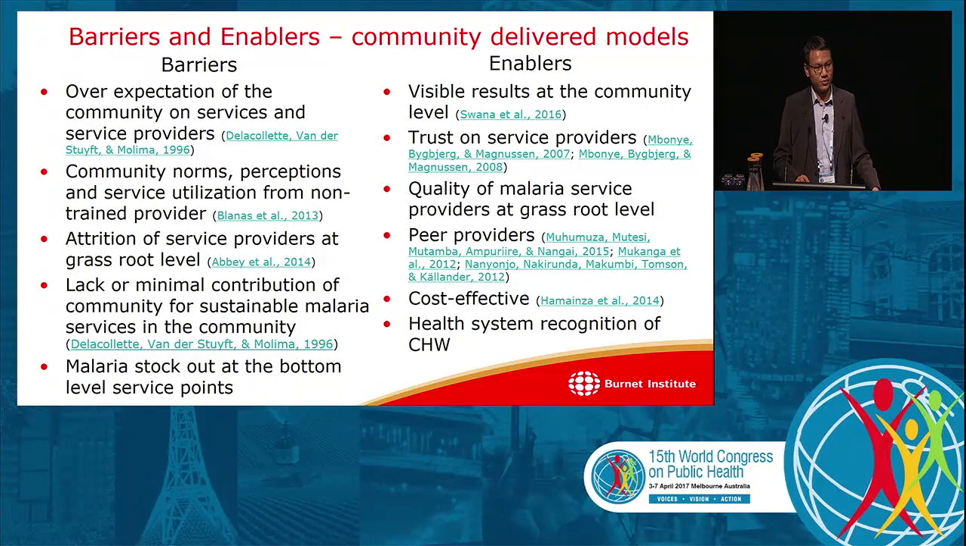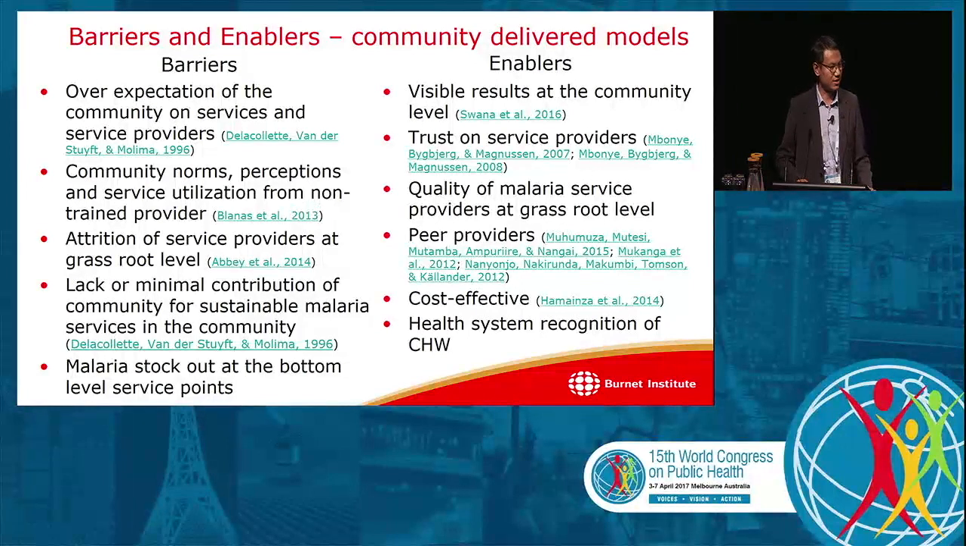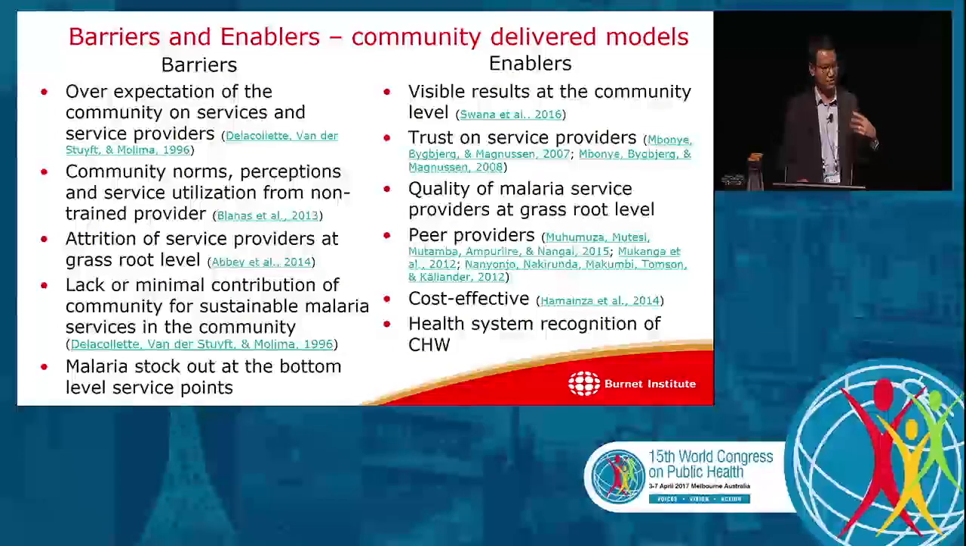So in some settings, community trust has been developed between the provider and the community. Cost effectiveness is also one of the good things about the community delivery model. One study has identified the community delivery model as twice as cost effective as the government facility-based delivery model. And because of health system recognition, they can implement malaria services very well.